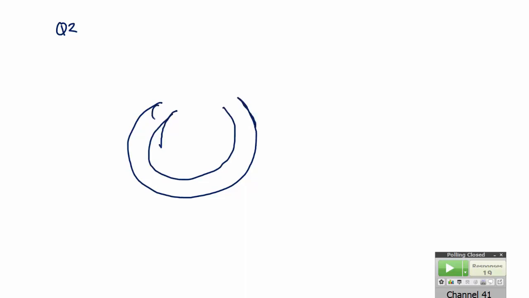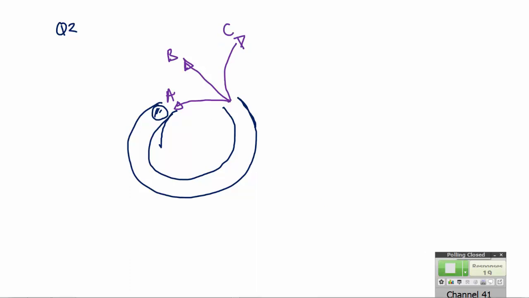Let's look at this question. Question number two. Let's say we have a circular tube like this, and we roll a ball inside this tube. When the ball emerges from the tube, there are three possible paths it can take. It can either just go straight, it could go through that path, or it can take that path. So this is A, B, C. Which path will the ball take? Please tune in. Assuming there is no friction.